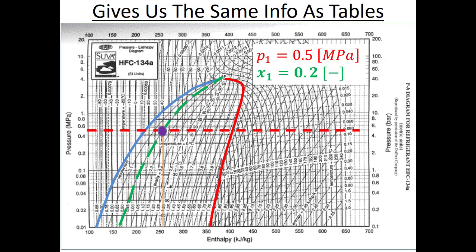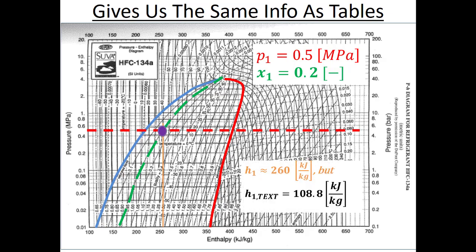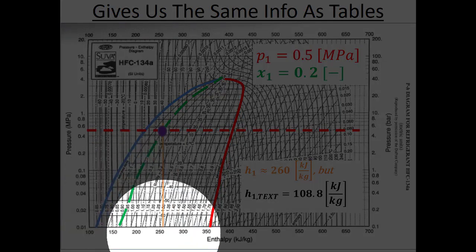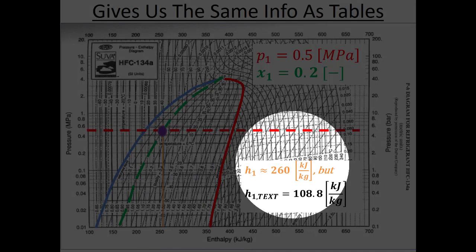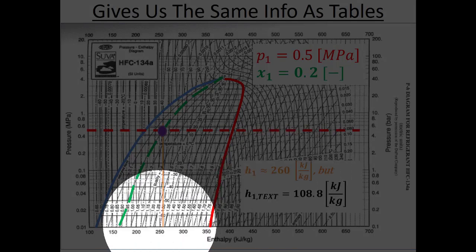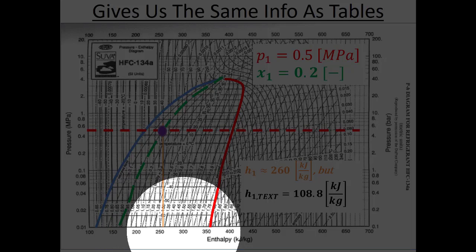Well, that's good. Now I want to draw a vertical line down and find my specific enthalpy, because that's what I want in my equation, because I know that Q dot over M dot is equal to delta H. So H1 I can find by drawing this vertical line down. Now I'm going to make a bit of an assumption here. It's got to be between 250 and 300. I'm just going to say that this is about 260 kilojoules per kilogram. I don't have a ruler here. I didn't measure this, but I think that this is a reasonable estimate. It's certainly closer to 250 than it is 300.